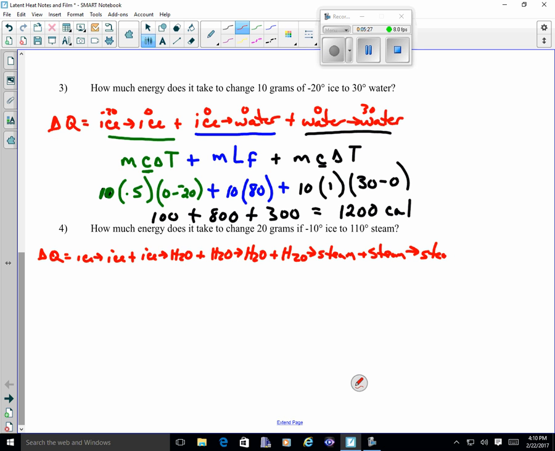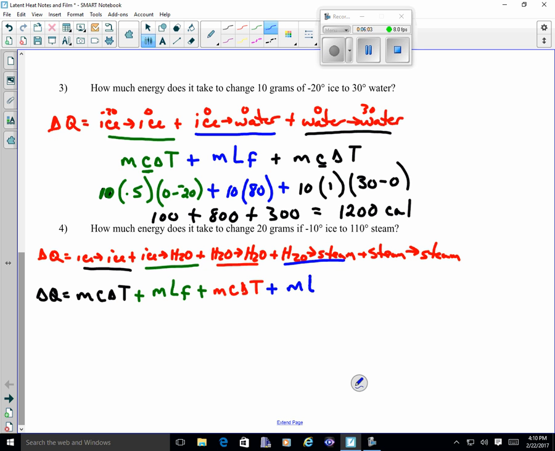Let's go through and figure out what all these are going to be. The first one, ice to ice, once again, it's going to be MCAT because you're not changing the phase, so MC delta T. The next one to go from ice to water is a phase change, and since it deals with ice, I'm going to use MLF. The next one goes from water to water. It's not a phase change, so I'm back to MCAT. The next one goes from water to steam, so that's a phase change. I'm going to use MLV because that's vaporization. And then the last one, once again, is not a phase change, so I'm going to use MCAT again.